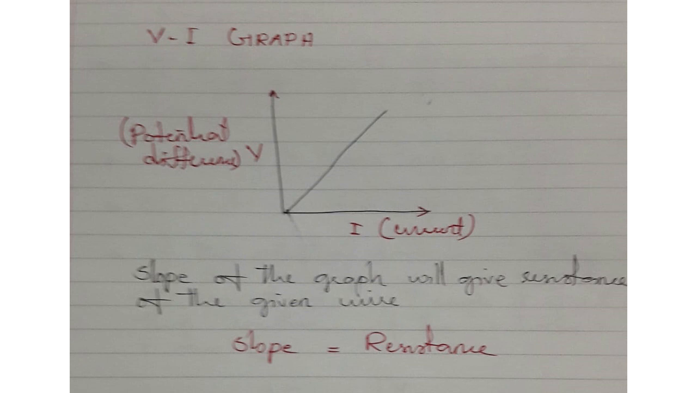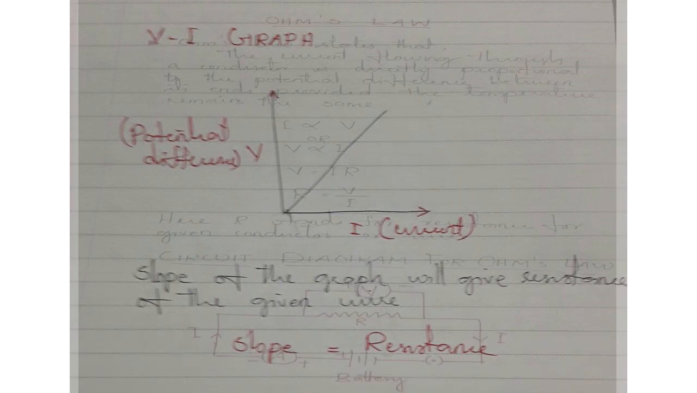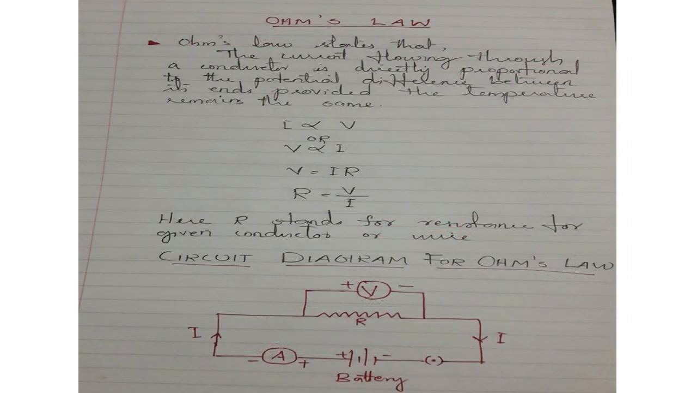So this straight line graph shows that electric current I is directly proportional to potential difference V, or V is directly proportional to I. To remove the proportionality symbol, we put a constant, that is capital R. So the formula will be V is equal to IR. So this is the famous Ohm's law equation, V equals IR.